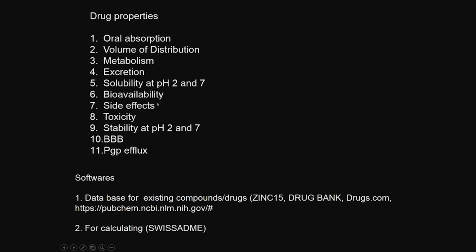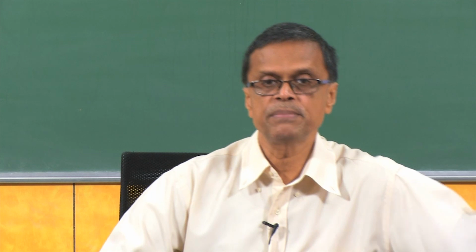So, many of these properties are given in many of the databases. I will show you examples now, as well as there are some online softwares where we can calculate theoretically some of these properties. We will look at some of these databases like ZINC 15, DrugBank, Drugs.com, PubChem. Swiss ADME is a software where we can calculate theoretically some of these properties, not all of them, when we draw a structure. Let us look at some of these examples.